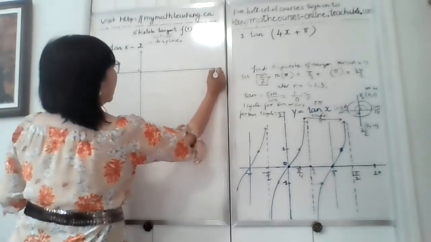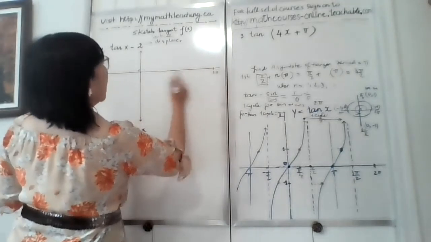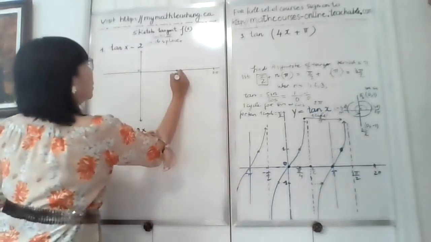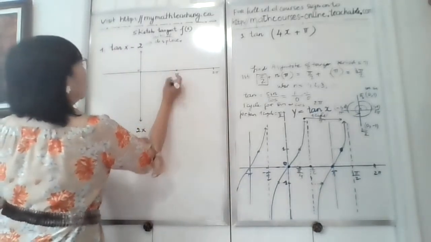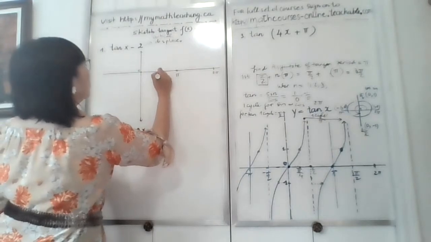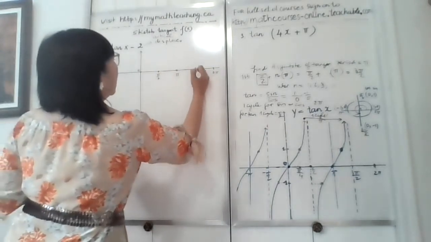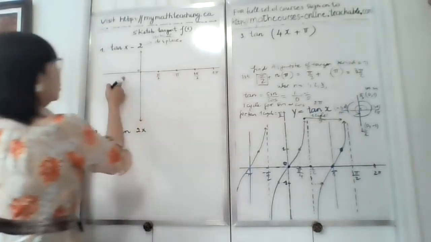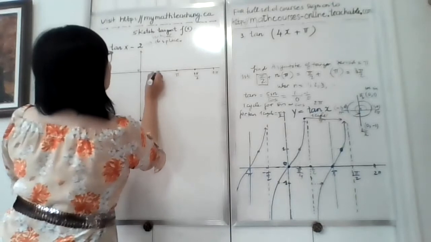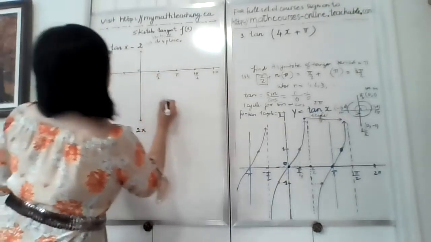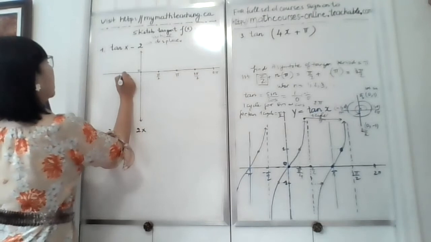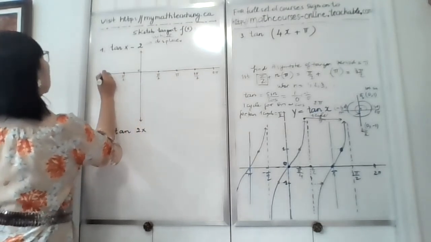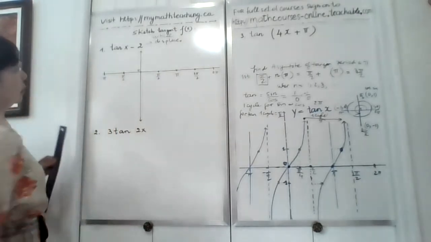I'm going to mark 2 pi here, and half of 2 pi is pi, right? That's the way we mark it. And half of pi is pi over 2. And half of here is 3 pi over 2. Now, on the left, it will be the same. The distance here and here will be the same. It will be minus pi over 2, and this is minus pi.